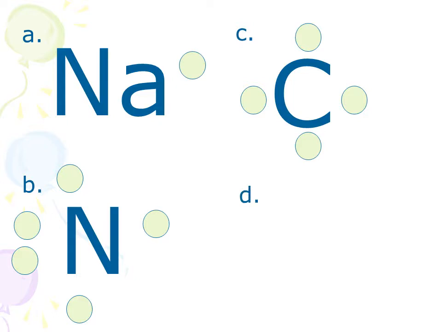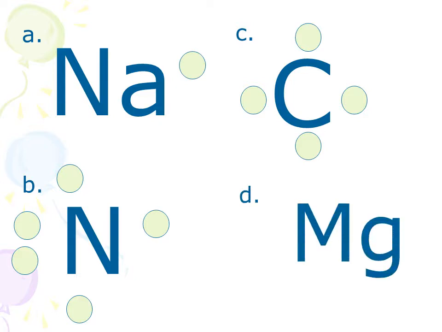Let's finally try magnesium. Okay, should have looked magnesium up on the periodic table, and that is in group 2. So it has 2 valence electrons, so that would be 2 dots, and they can go on any side.